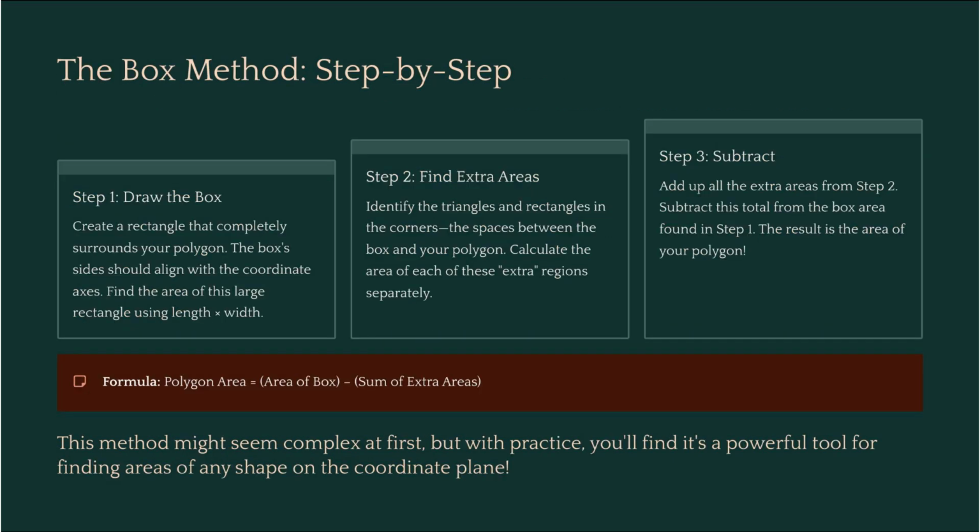The box method works in 3 parts. Step 1. Calculate the area of the large outer rectangle. That's the box. Step 2. You'll notice that the box contains your polygon plus some empty triangles and maybe some small rectangles in the corners. You must calculate the areas of those extra shapes. Step 3. Simply subtract the areas of those extra shapes from the large box area. What's left is the area of your complex polygon.